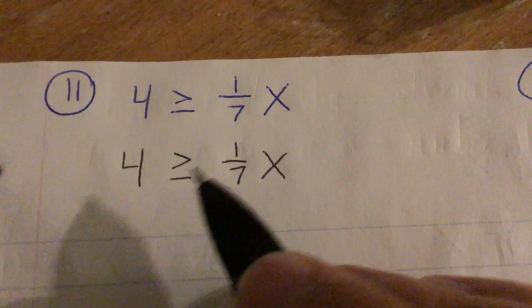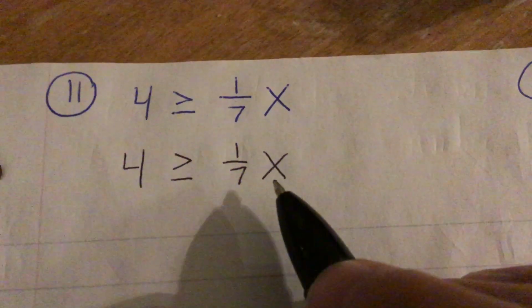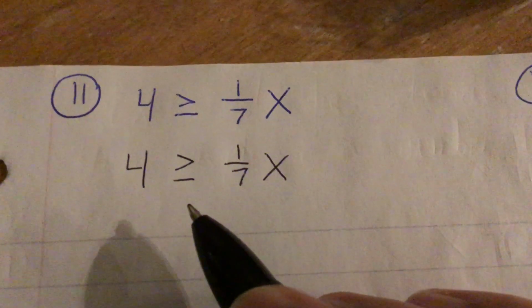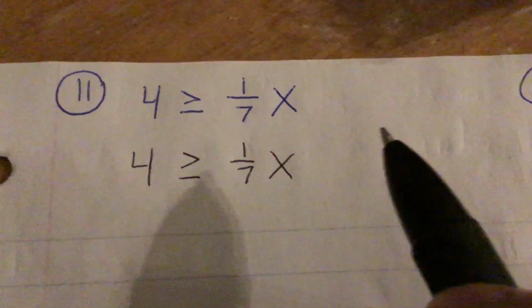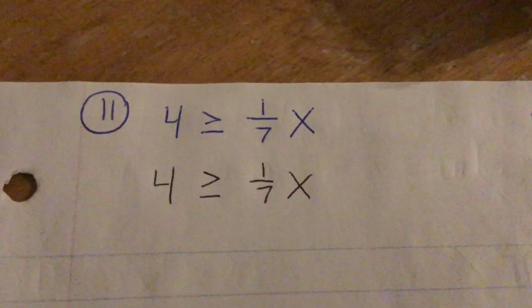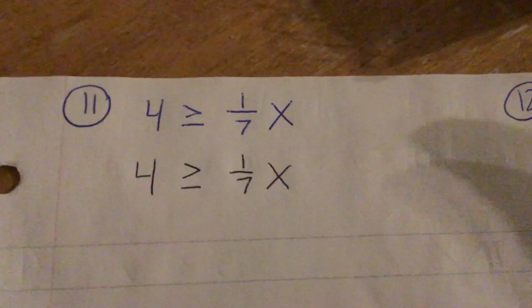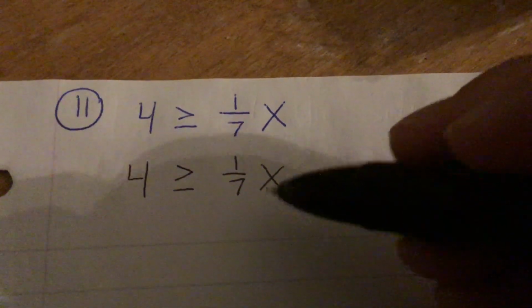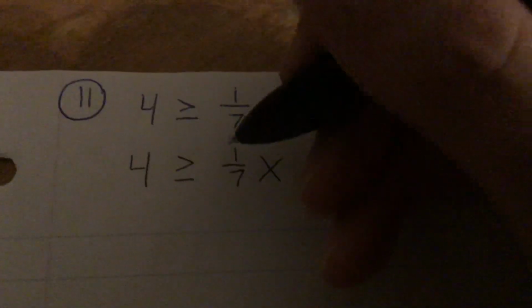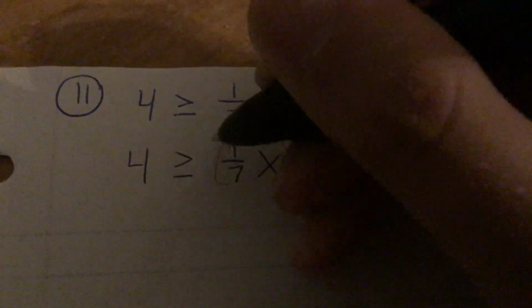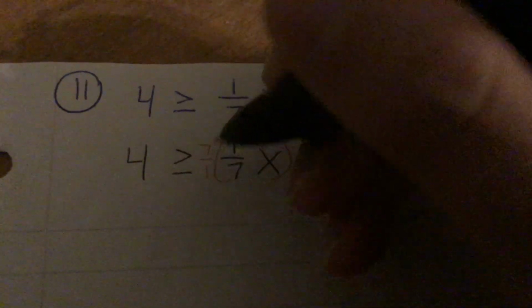So if 4 is greater than or equal to 1/7 of x, let's just pretend it's an equal sign. If this was 4 equals 1/7 of x, how would I solve for x? Well, I need to get rid of that 1/7 of x. So I would need to multiply both sides by 7/1, or 7. Sorry about that. Let me make the lighting a little bit better. There we go. Much better.